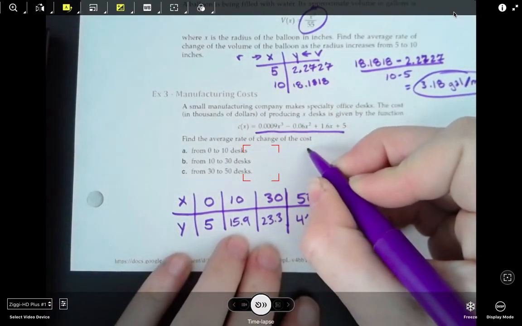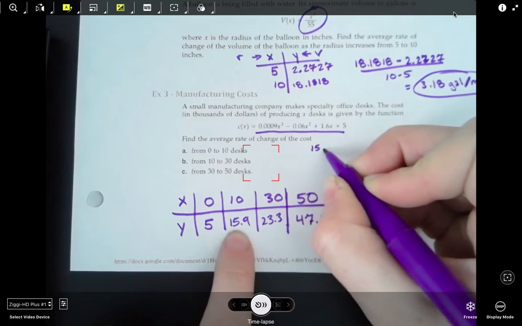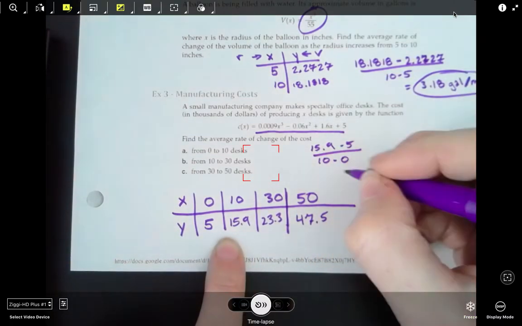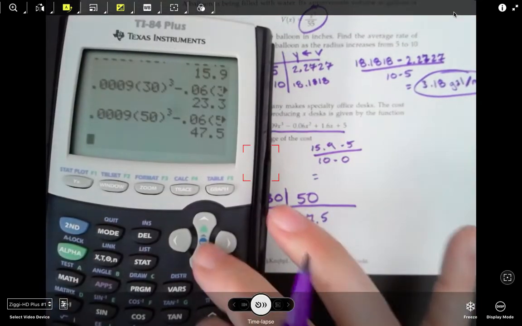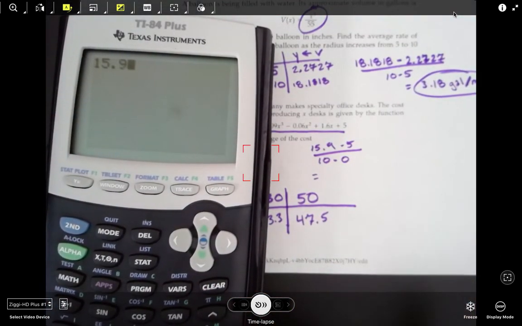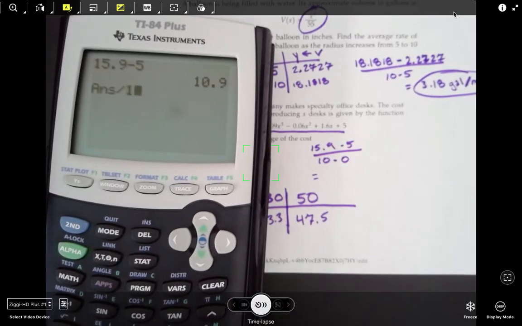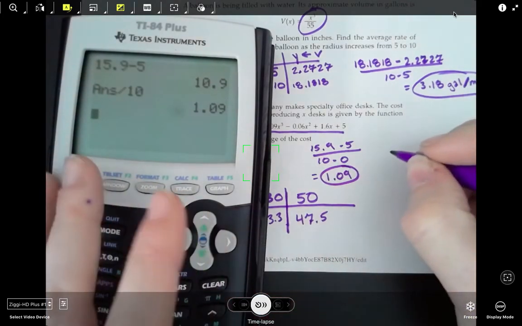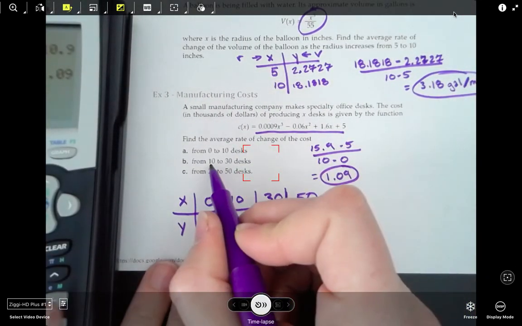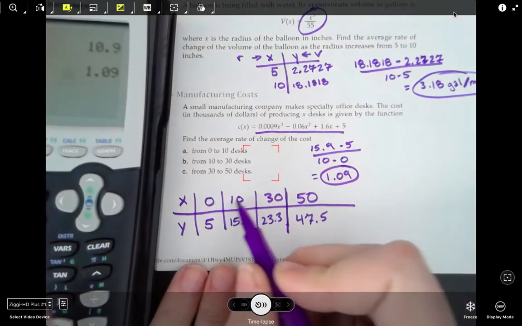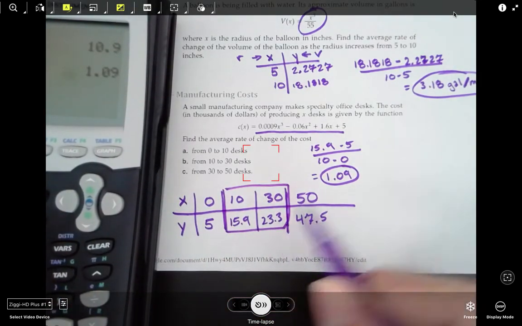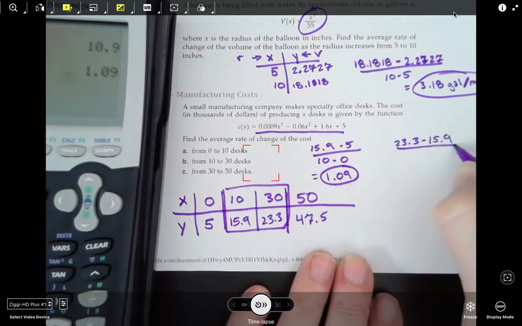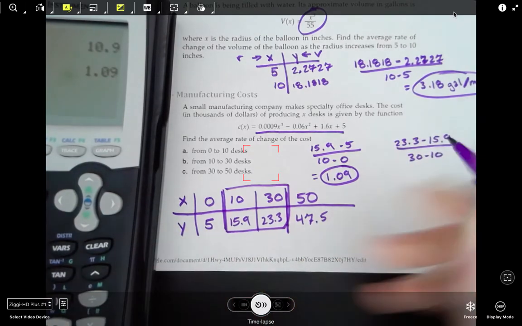So from 0 to 10, the y coordinate for 10 is at 15.9. I'm going to subtract 5. I'm going to do that over 10 minus 0. Which gives me 15.9 minus 5 divided by 10, basically, is 1.09. Okay. Over here, the next one is 10 to 30 desks, which would be like these two coordinate points. So I do 23.3 minus 15.9, and I divide by 30 minus 10. Okay.